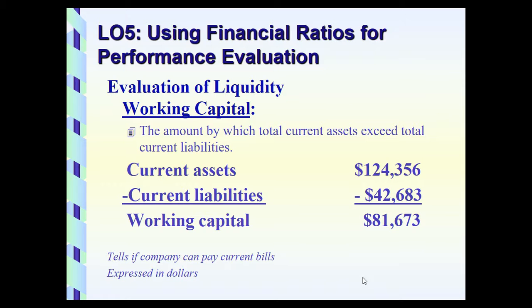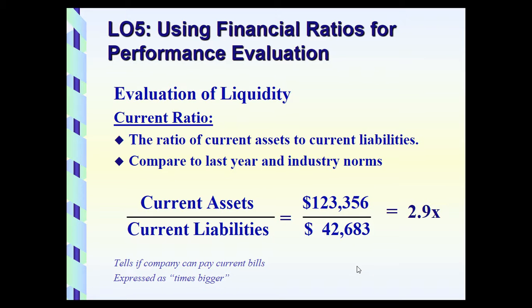Next up is evaluating our liquidity. And we use 2 different measures to help us evaluate our liquidity. The first is working capital. And the working capital is just the total amount of current assets minus the current liabilities. And that gives us our working capital number. It basically is a reflection of how capable the company is with regard to paying its current bills. So this is a way to express that coverage in dollars.